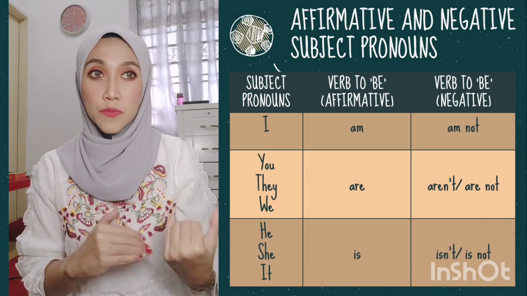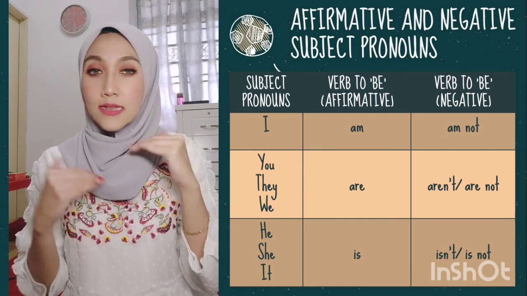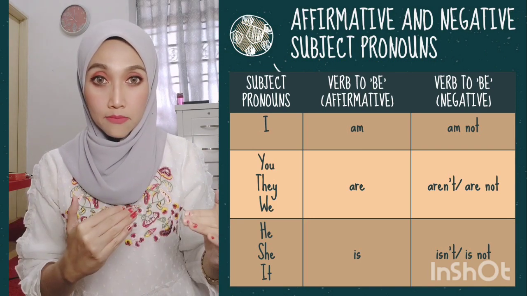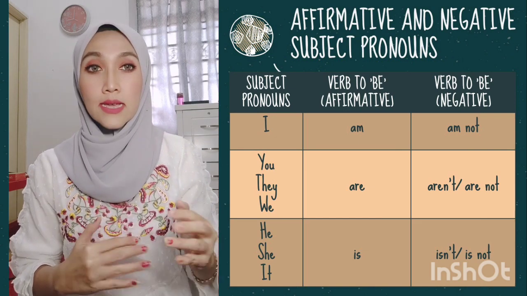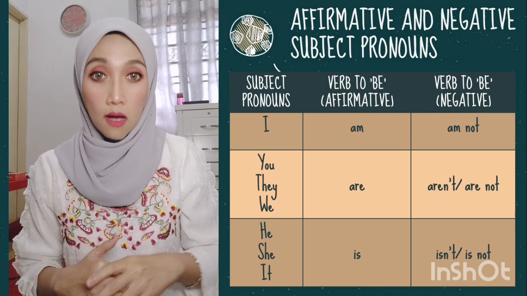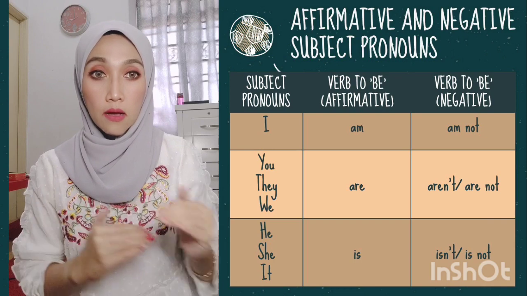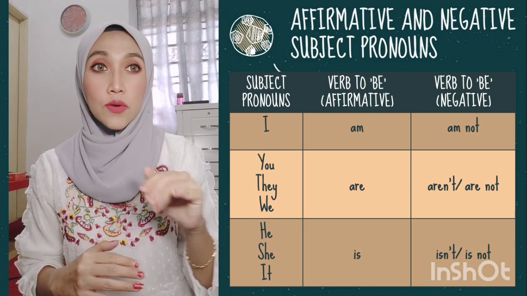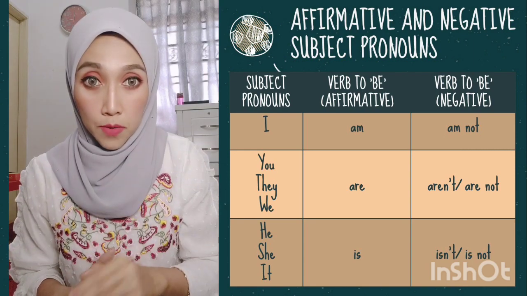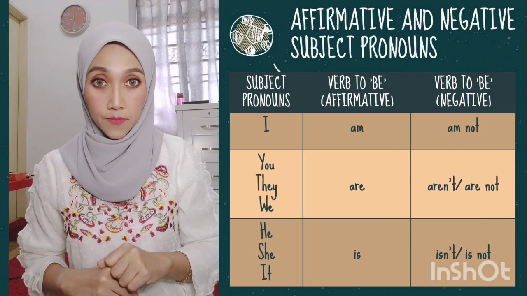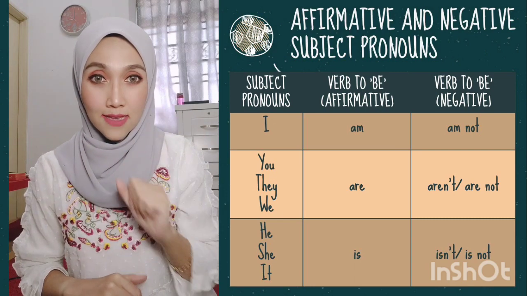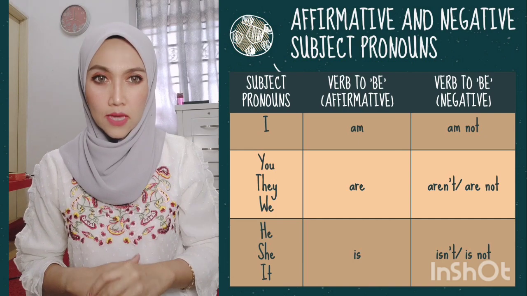Let's see the verbs to be, the affirmative. Definitely you will use am: I am. That's basic, you should know. For the plural subject pronouns, you use are: you are, they are, we are. So you should remember that the affirmative verb to be for plural subject pronouns is are. Means ramai are, ramai-ramai are, kalau seorang is. I always tell you that before. So please remember that.